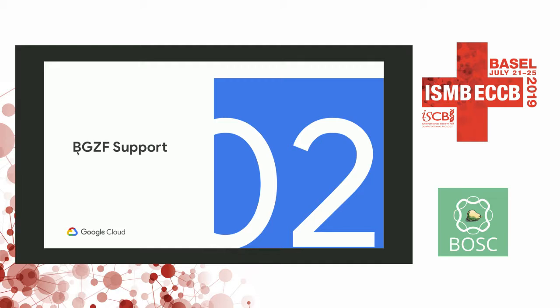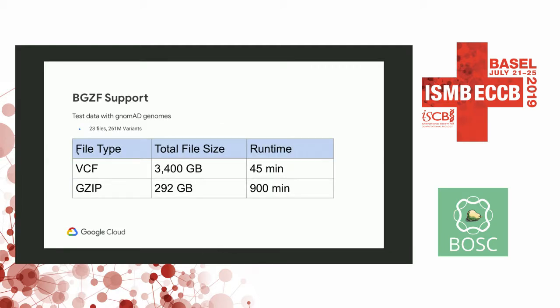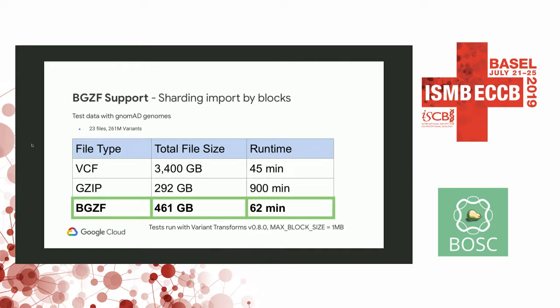The next is BGZF support. Obviously there are a lot of reasons that we would want to compress VCF files. I think everyone's familiar with that. The downside of that when we're importing them is that we couldn't shard that import until the file had been decompressed first. So while the size was great, the runtime was not very practical with a gzip file. Supporting BGZF now, we can keep a similar file size and actually shard that import as we read the individual blocks, and get the runtime of an import down to be on the same order of around an hour. The example here is with the gnomAD whole genomes, so 261 million variants and the 23 files for the chromosomes there.